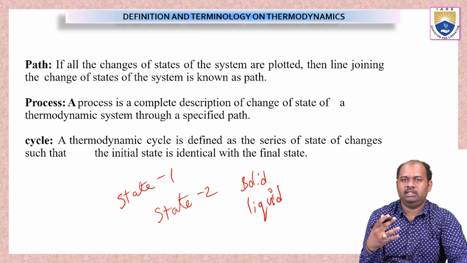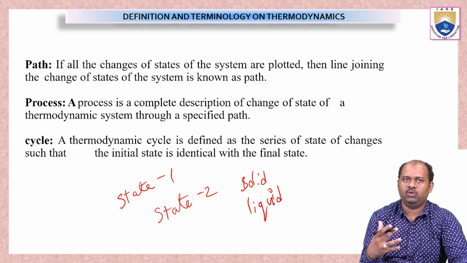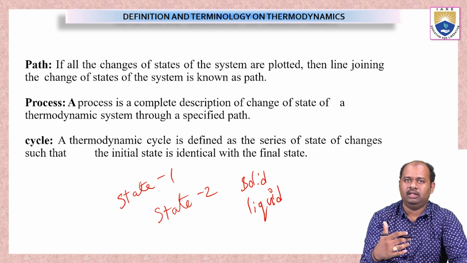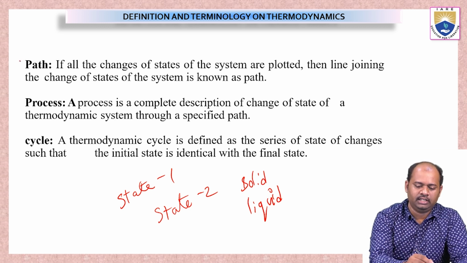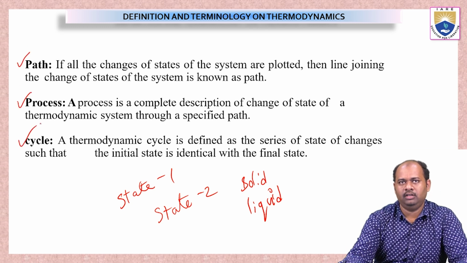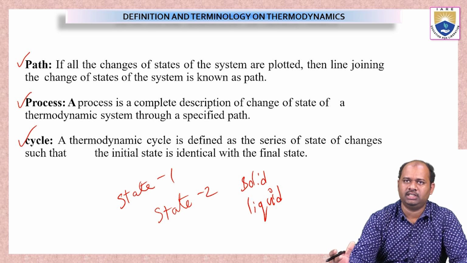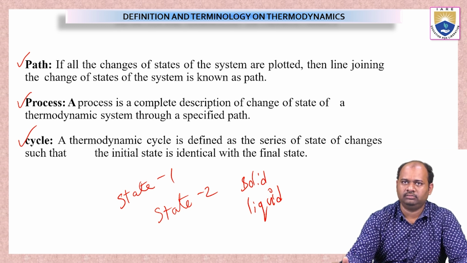Now, in order to change its state from one to another, it may undergo some kind of transition. This transition can be named in different ways. There are 3 types of transitions: first one, path, process, and cycle. In path, if all the changes of the states of the system are plotted, then the line joining the change of state of the system is known as path.